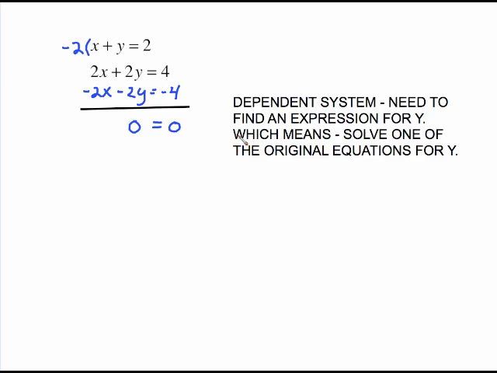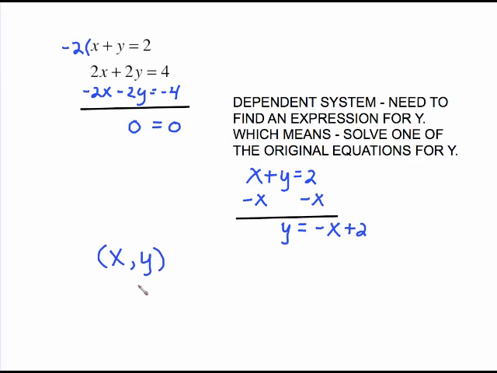Therefore, we need to find an expression for y. That means we need to take either one of these equations and solve for y. Well, this would be the easiest one to do. So I bring this down here. All I have to do is subtract x from both sides, and this is my expression for y. Our ordered pair is x comma y, but instead of y, we're going to use this expression right here. So this is our solution. Any pair that would fit this criteria will be a solution to the system.